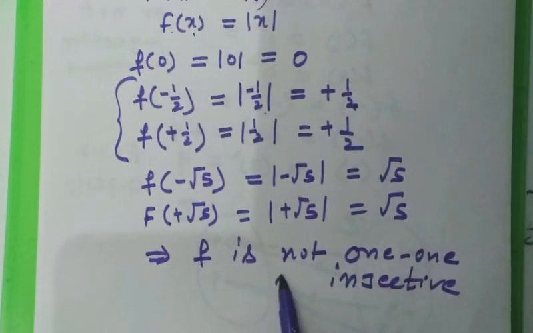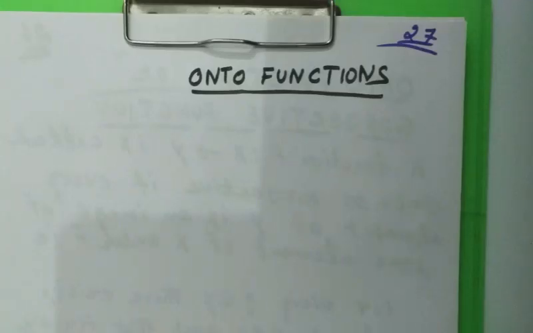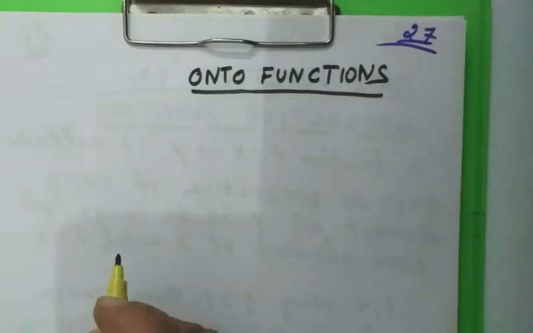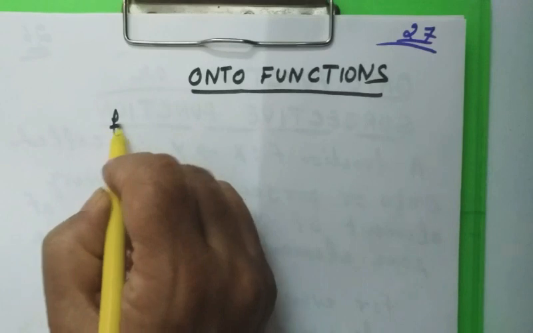1-1 function is also called an injective function. Let us now try to understand onto functions. To understand this onto function, let us first consider one example.